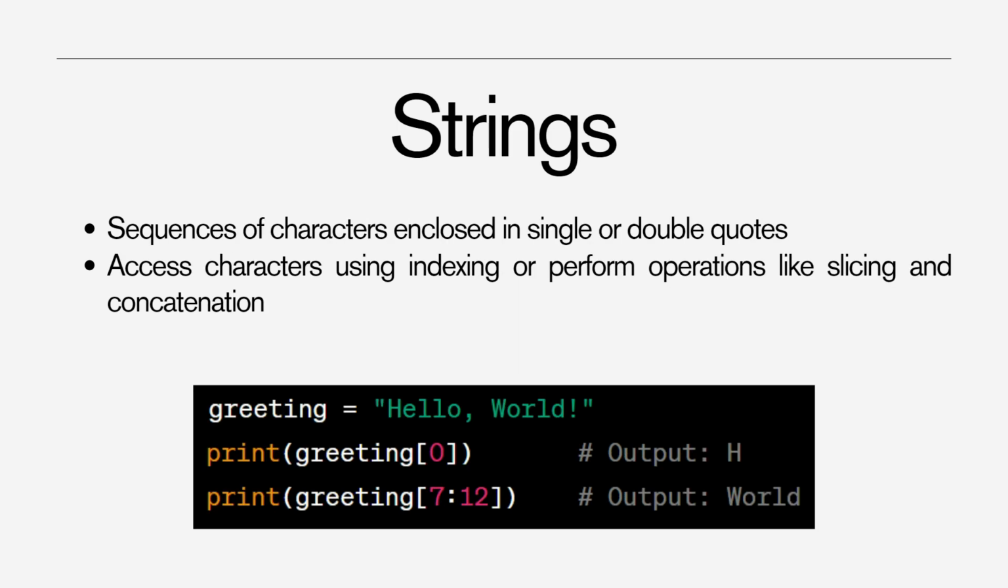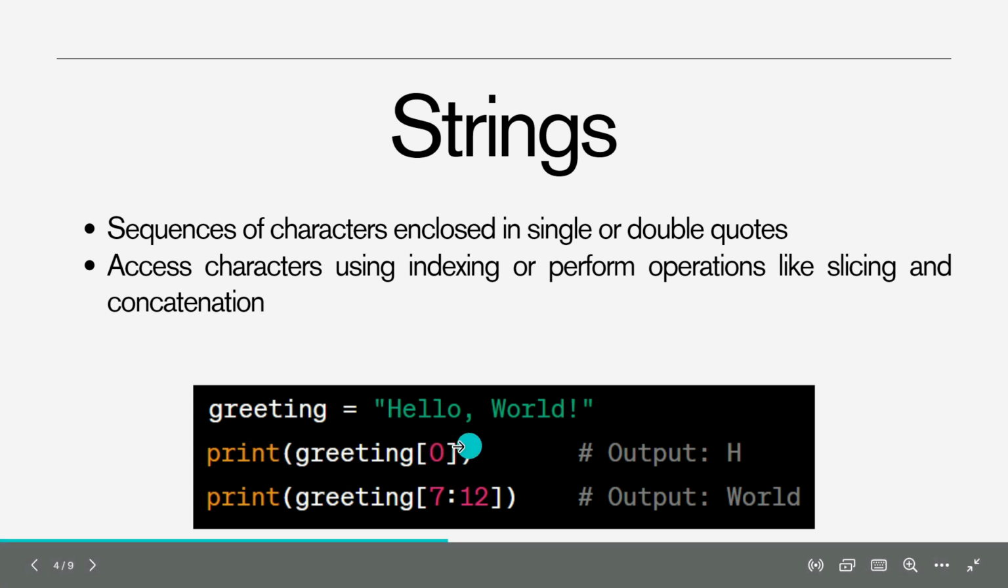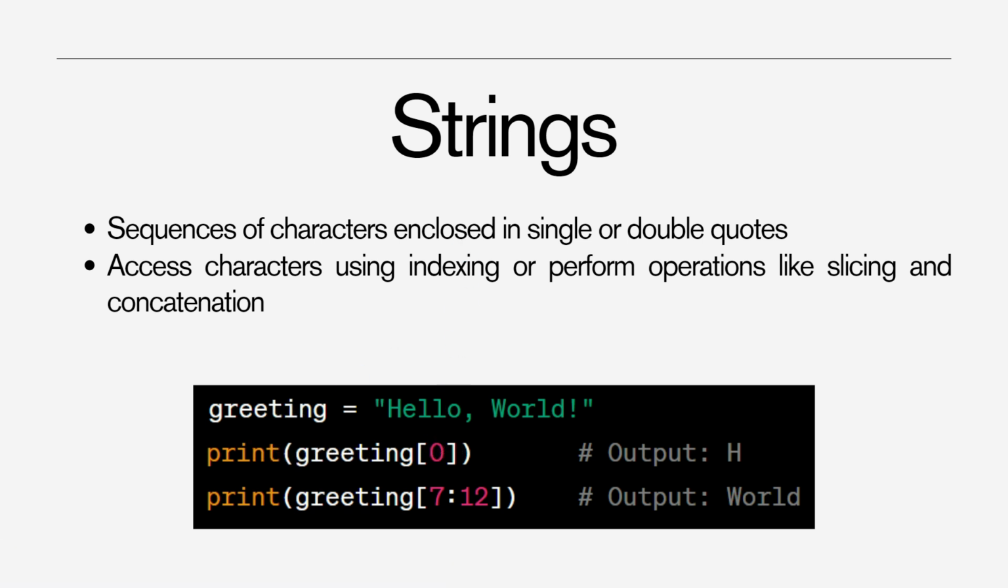Then after that we have the string data type. Strings are sequences of characters that are enclosed within single quotes or double quotes. You can access individual characters using indexing like this, or perform various string operations like slicing like this.